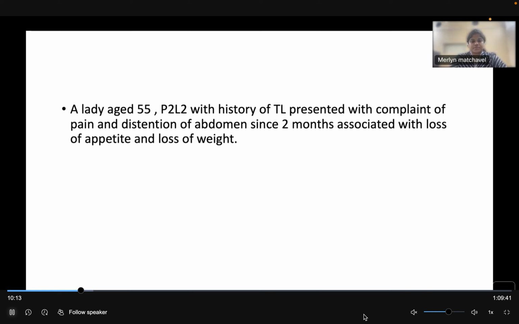What length of use of OCPs is known to protect? More than 5 years. So you need to use for 5 years for any kind of protection. Shorter durations don't protect. It does protect. For 1 year, there is some protection. So the maximum protection is for 5 years, but any duration of use is useful. Now, this protection is for normal risk individuals, or only for high risk individuals? For both normal and high risk individuals.